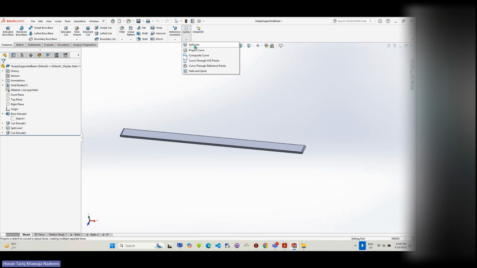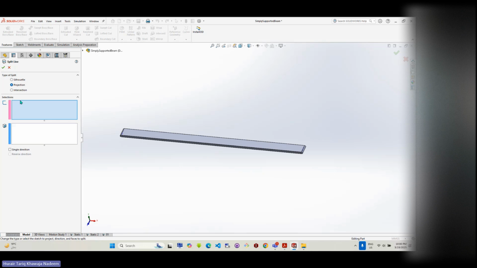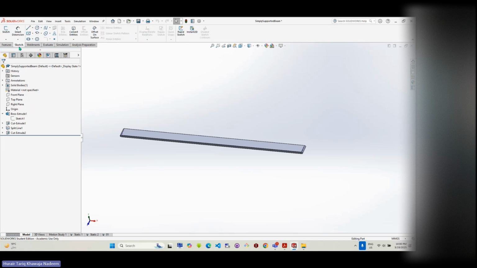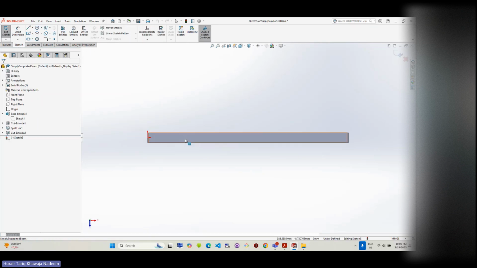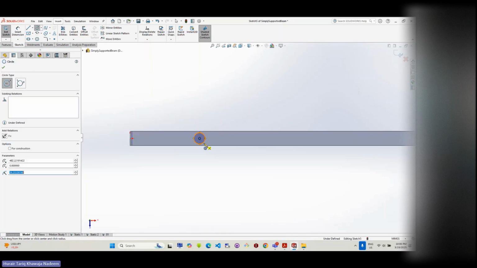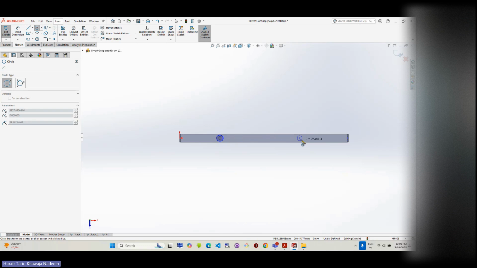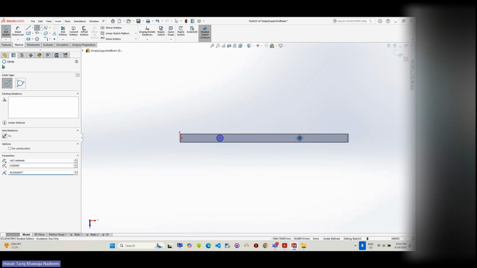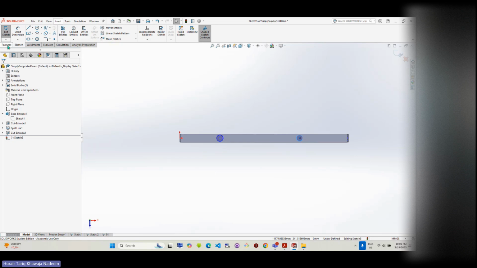You select split line, and then it asks where the sketch is. So you need to make a sketch first. There are 3 options: intersection, projection, and the first one. But projection is very important and very common. You project the sketch onto the surface. For that, you come to the sketch, select this surface, and make, for example, one sketch here and one sketch here. Click OK, and go to features, curves, split line.